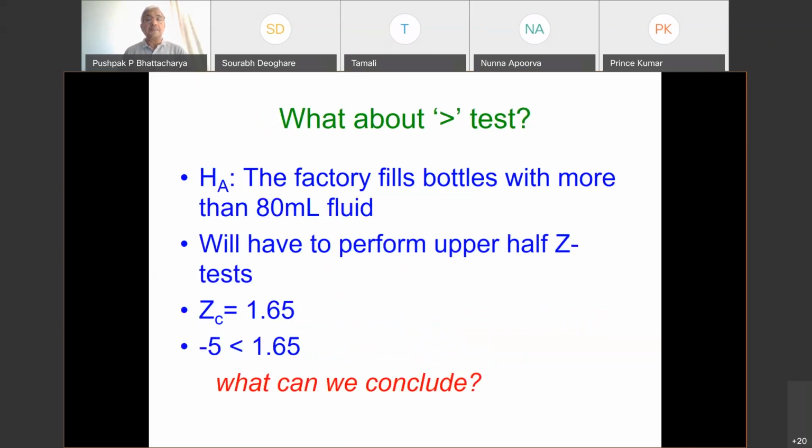Now, what about the greater than test and less than test? We'll come to greater than and less than test in case of this factory filling the bottle situation. So greater than and less than test also are important, as I said. Greater than 80 will be economically lossful for the factory, and less than 80 will be a loss for the customers.